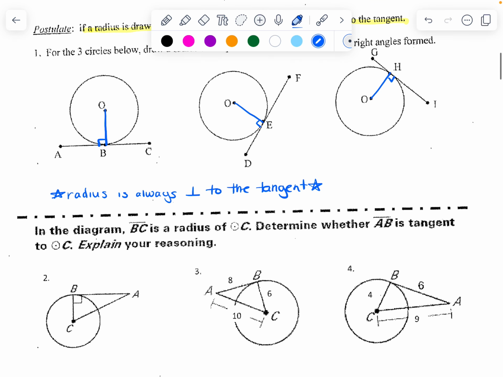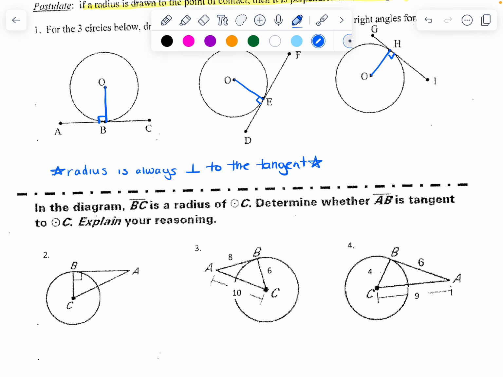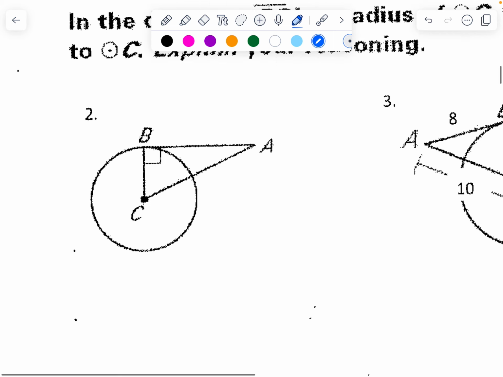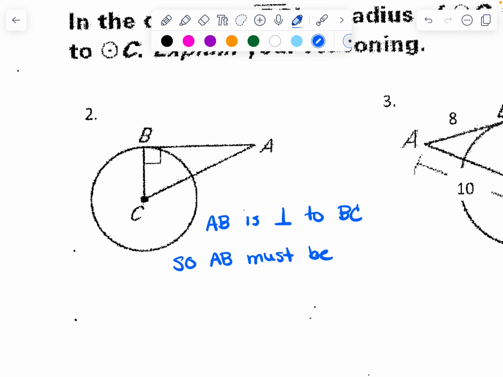How do we use that in a circle and triangles? You'll see this come up a lot where you'll have a tangent that forms the perpendicular angle and another line that forms a triangle, and what happens is it becomes a right triangle. So in this case, AB is perpendicular to BC, therefore AB must be a tangent, because of that perpendicular 90-degree angle. So that is given to us.